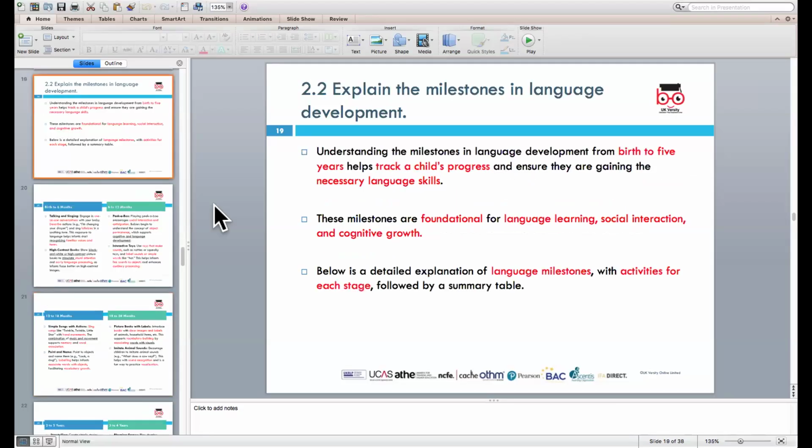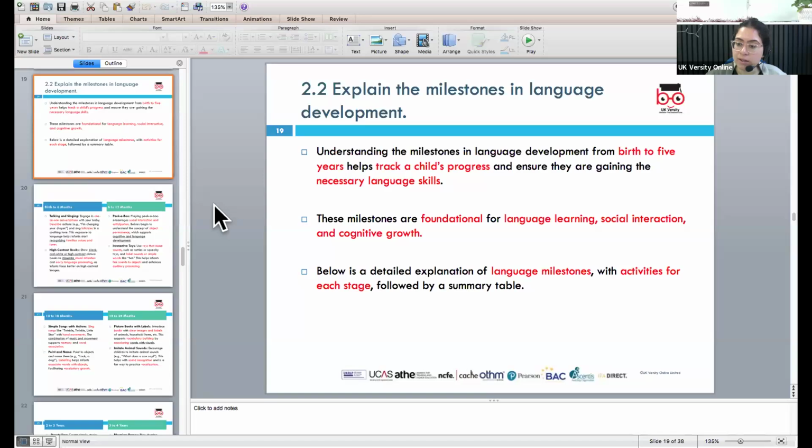So the next is about the milestones. Milestones do not have much to explain, but we can obviously go through them together. Understanding the milestones in language development from birth to 5 years helps us track a child's progress and ensure that they are gaining the necessary language skills and developing on the right track. These milestones are foundational for language learning, social interaction, and cognitive growth.